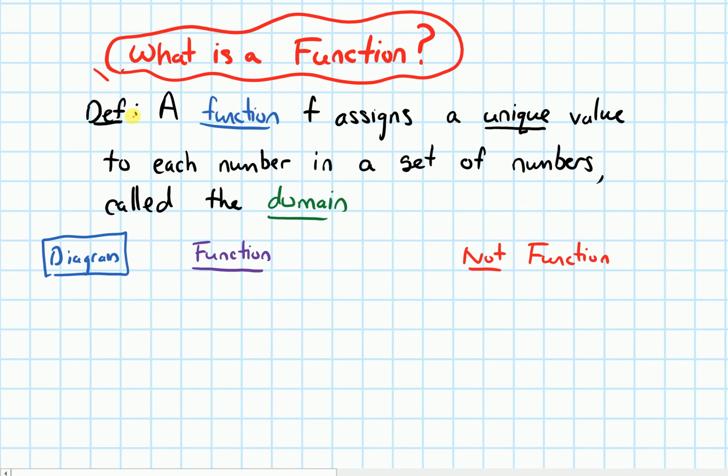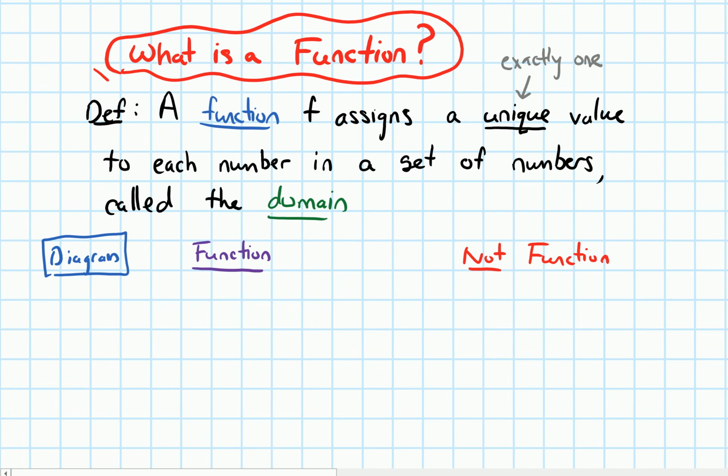So the definition is, we say that a function f assigns a unique value to each number in a set of numbers called the domain. So the key word here is unique. So we're assigning some numbers to each number in the domain. So the word unique means that when we assign a number, we are assigning exactly one.